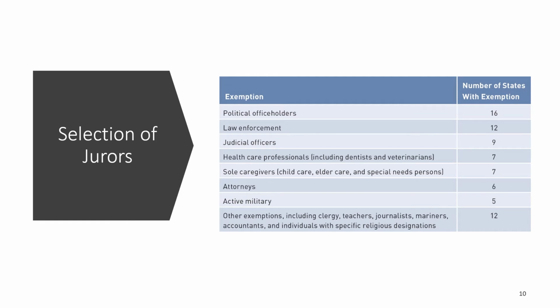Active military oftentimes are given exemptions, especially those that can be called out and that will not be in town to finish the trial. There are other exemptions like clergy, teachers, journalists, mariners, people that are on fishing boats, accountants, and other individuals with specific religious designations.